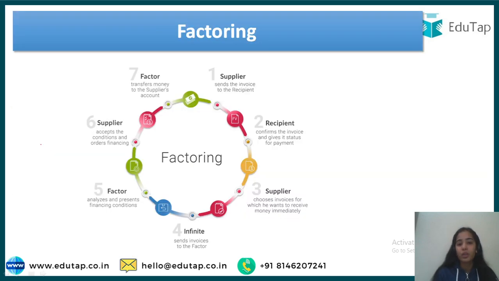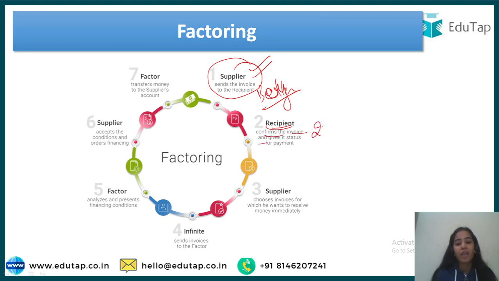So now this is the whole process of factoring. First, the supplier sends the invoice to the recipient, that is the buyer. So the seller is sending the invoice to the buyer. The buyer confirms the invoice, saying that yes, I will give you the money after 2 months or 3 months, let's say. So the supplier now chooses invoices for which he wants to receive money immediately. So now the supplier is saying that I want the money right now, so the supplier sends invoices to the factor.